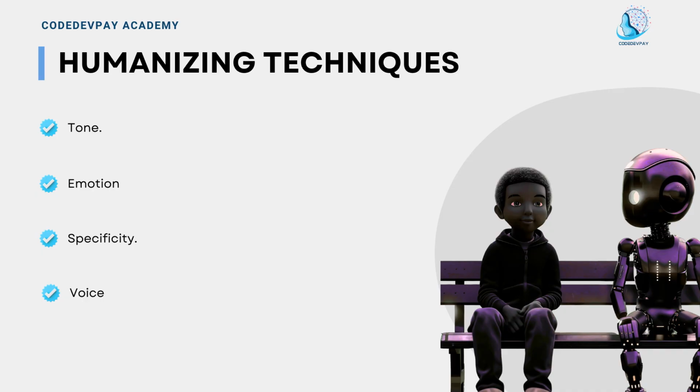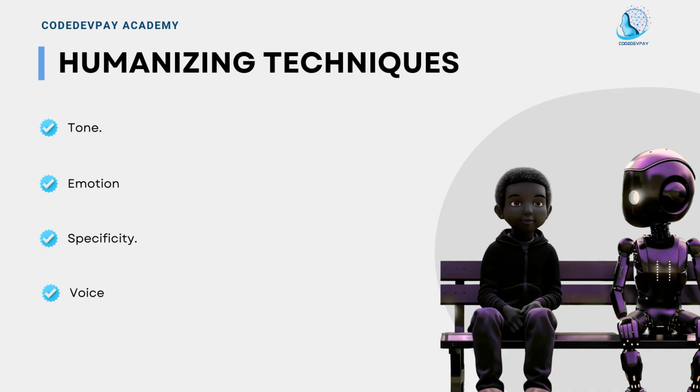So, what are some humanizing techniques that we can learn? The first one is the tone that we want our output to be in, whether casual, formal, friendly, the Gen Z vibe, and all that. The second one is emotion, sad, happy, etc. Specificity. So you have to also look at that. And the voice, you also have to look at that.